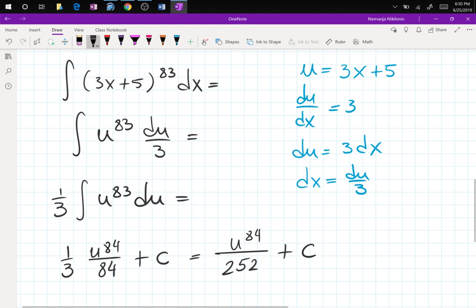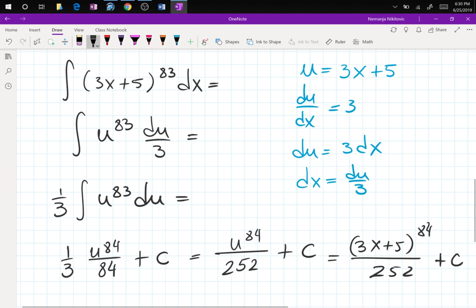The problem was posed in x's and your answer is given in u's. That's like going to the store, you pay for your merchandise in dollars and they give you back the change in yen, right? So no. We have to go back to the original variable, and that's variable x, right? So instead of u, we'll put 3x plus 5 in parentheses, and that's to the 84th, divided by 252, and then you have plus c.